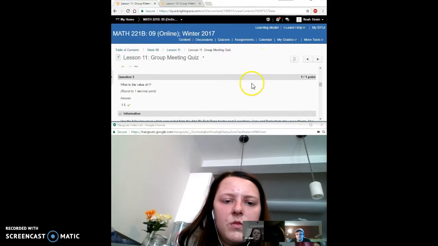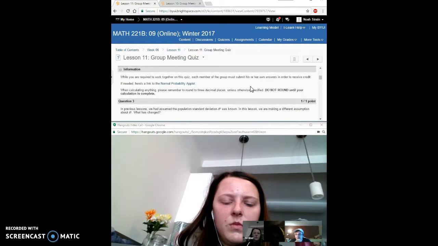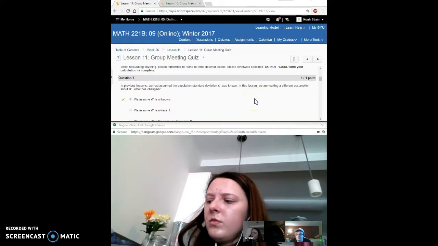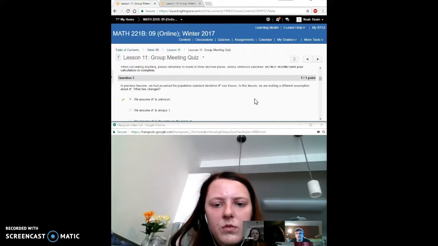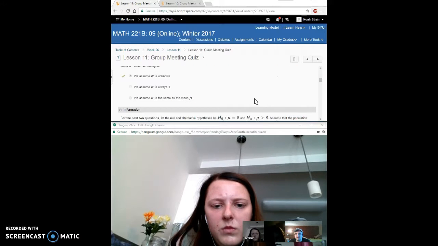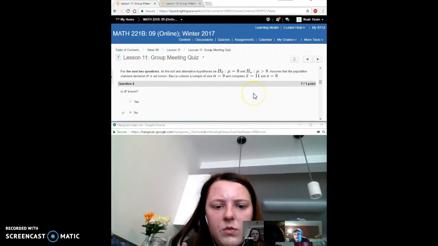And so for question 3, it says, in previous lessons we had assumed that the population standard deviation, sigma, was known. In this lesson, we're making a different assumption about it. What has changed? So in this one, we assume that sigma, or standard deviation, is not known. We don't know what it is.